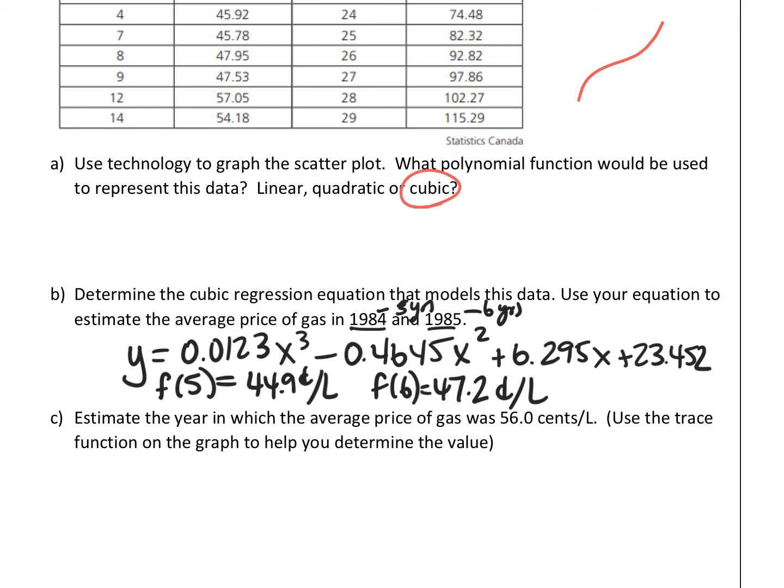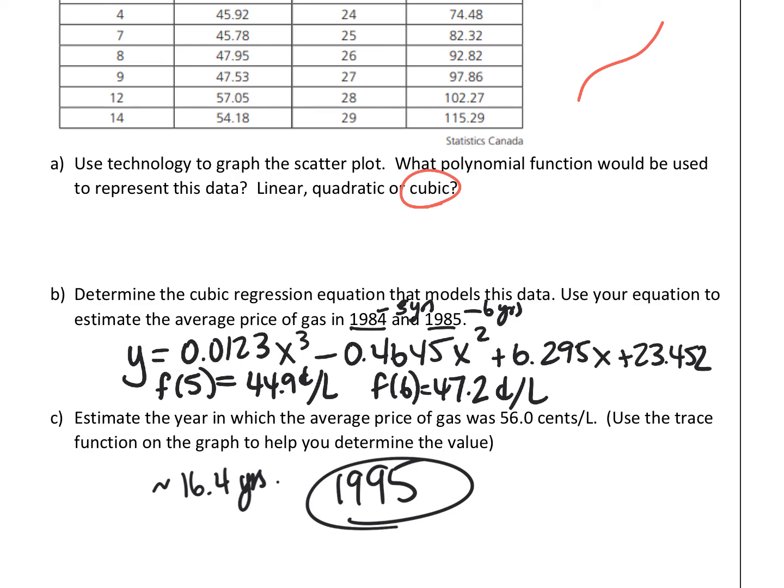And then we want to estimate the year when the gas price is 56 cents a liter. So again, we just kind of trace, and we can see that it's around 16.4 years past time 0. So that means that is my time since 1979. So 1979 plus 16 takes me to about 95, right? So it's going to be sometime in 1995 when the gas price was 56 cents a liter.